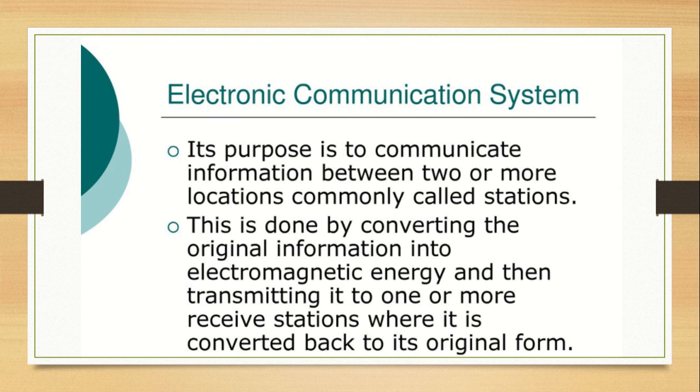The electronic communication system. What is its purpose, class? The purpose of this electronic communication system is to communicate information between two or more locations, commonly called stations. This is done by converting the original information into electromagnetic energy and then transmitting it to one or more receive stations where it is converted back to its original form. So that's its purpose.